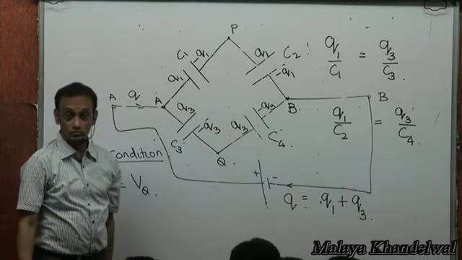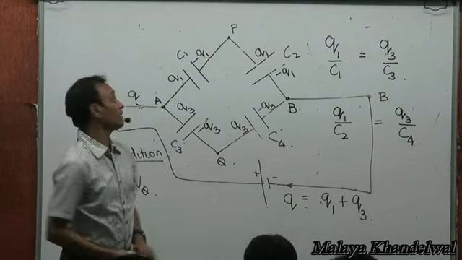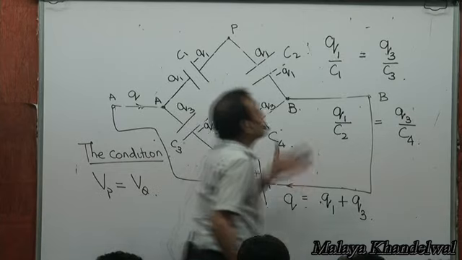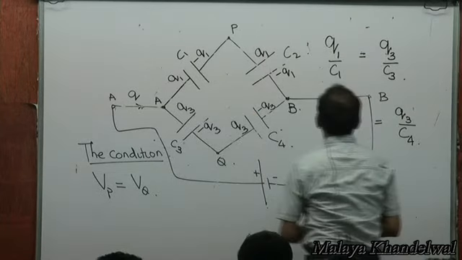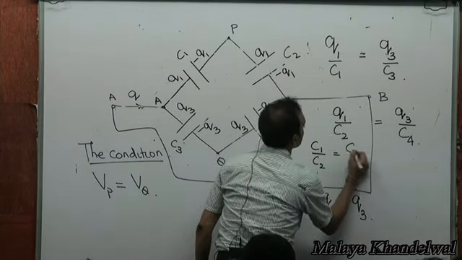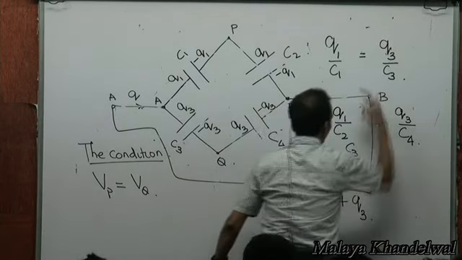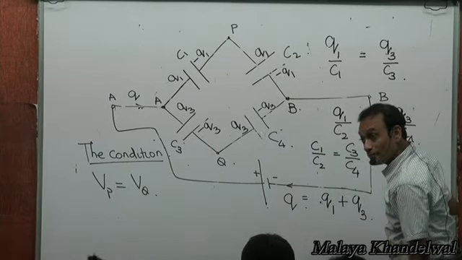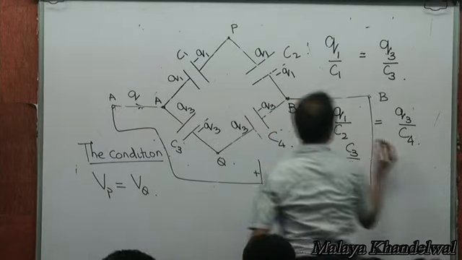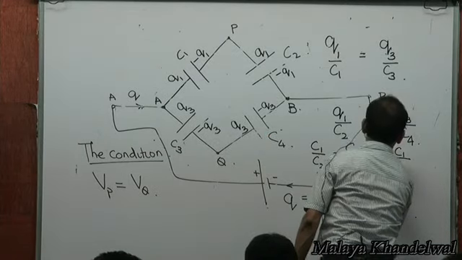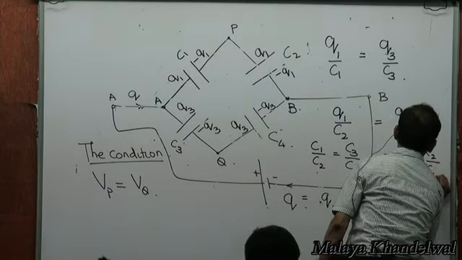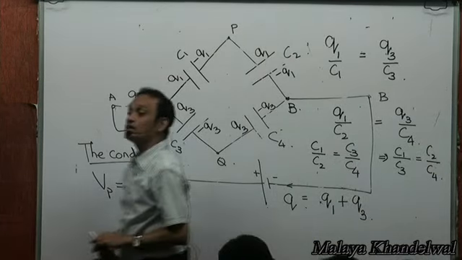Yes or no? These are two conditions that will force P and Q to be at the same potential. Divide this by this, and you end up getting C1 by C2 equals C3 by C4 when you divide. That will cause P and Q to be at the same potential. Yes or no? Which is the same as C1 by C3 being the same as C2 by C4.